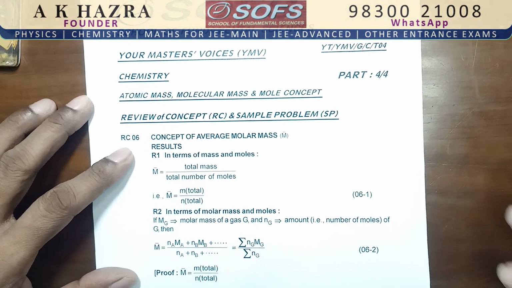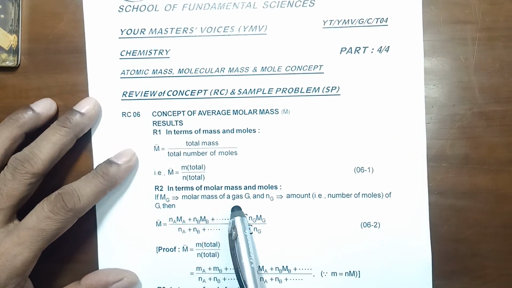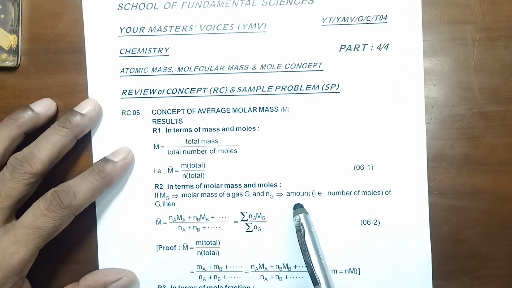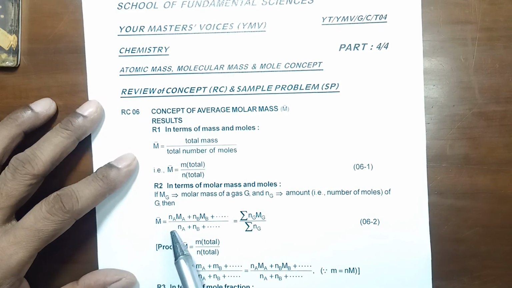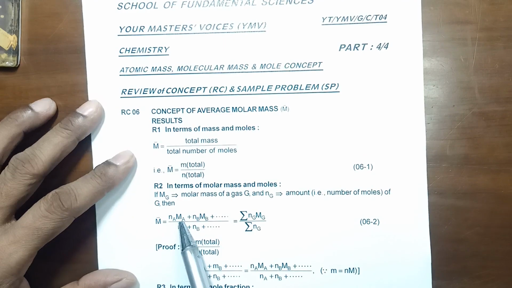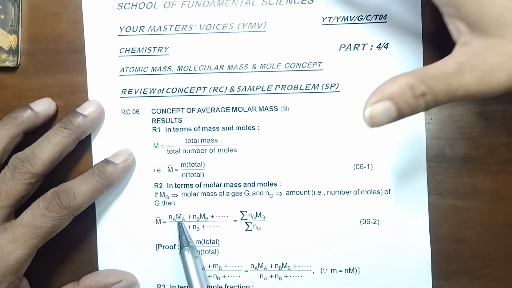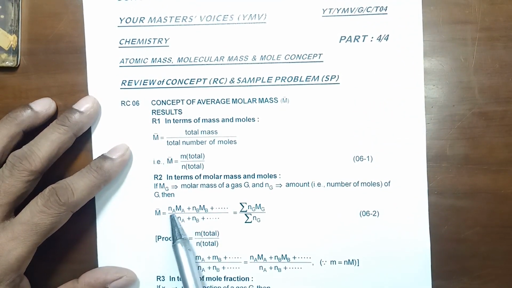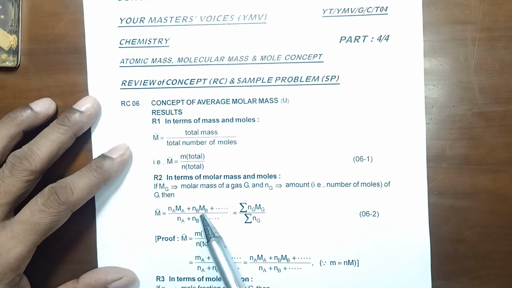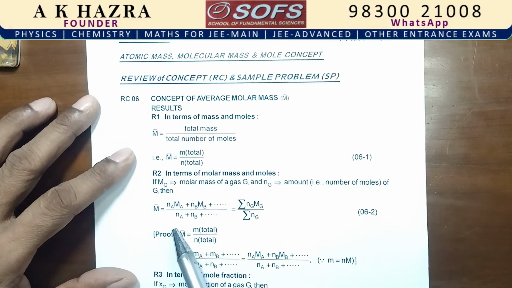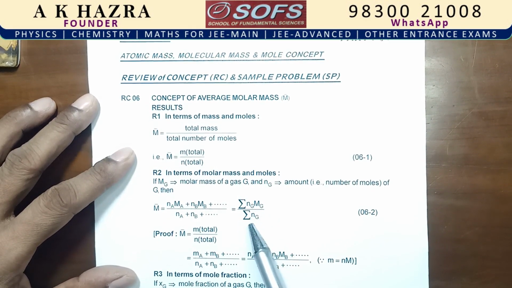We can also find it in terms of molar mass and moles. How? Let us see. If capital Mg represents the molar mass of a gas G and small ng is the number of moles of the gas G, then average molar mass equals what? n into M. It is the mass of A. From dimension you think, mole, capital M is what? Gram per mole. So mole can cancel, leaving gram. So n into M means what? Mass of gas A plus nb into Mb, mass of the gas B, plus so on, by total number of moles na plus nb. By sigma concept also you can write sigma ng Mg by sigma ng.